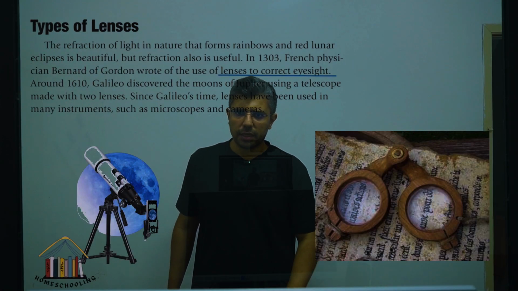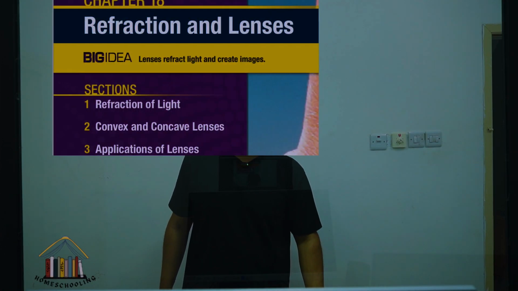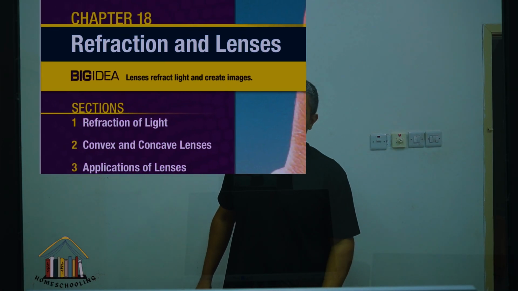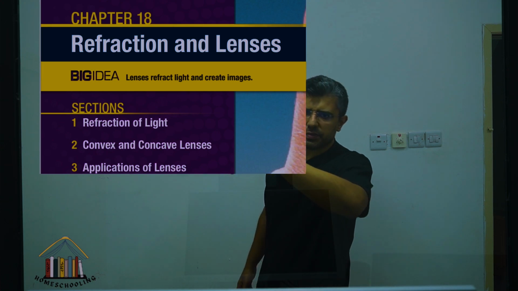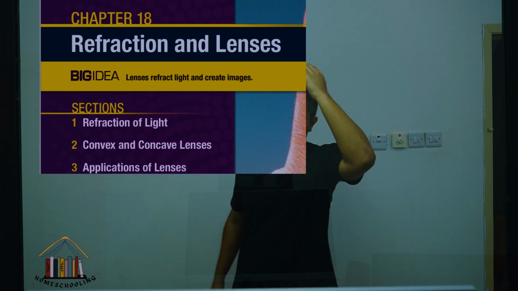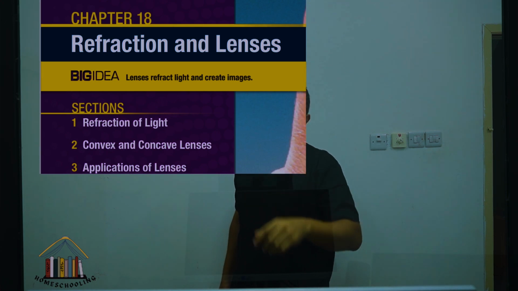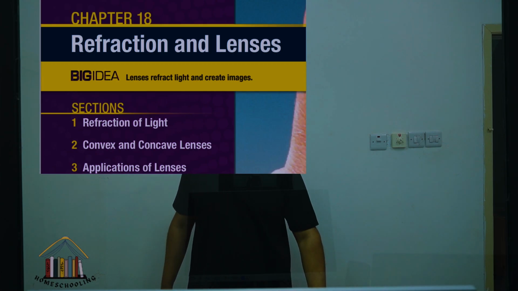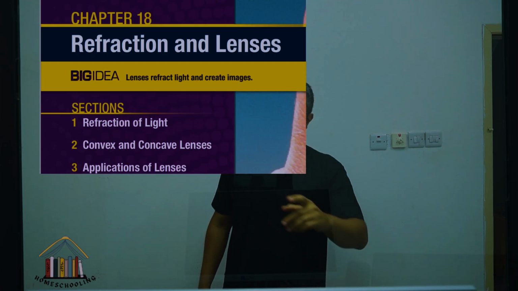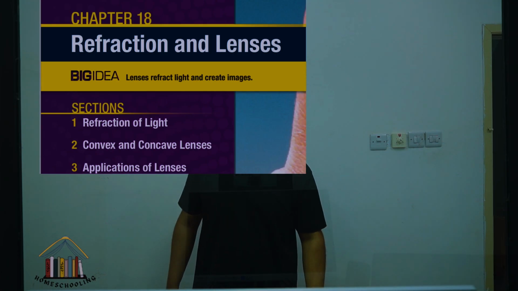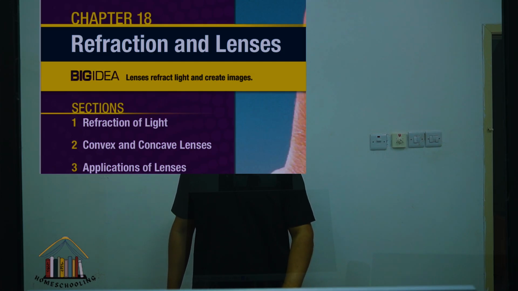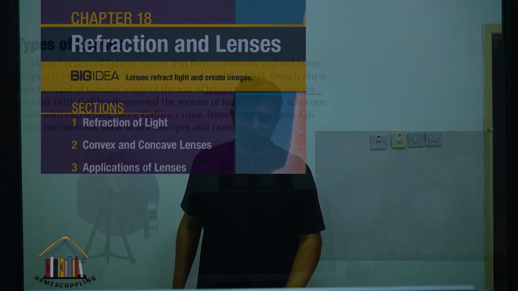So here we are in chapter 18 in the Glencoe book. We already did the refraction of light in the previous video. Here we are now discussing convex and concave lenses, and the next video will be on the application of lenses. Alright, so here we go.